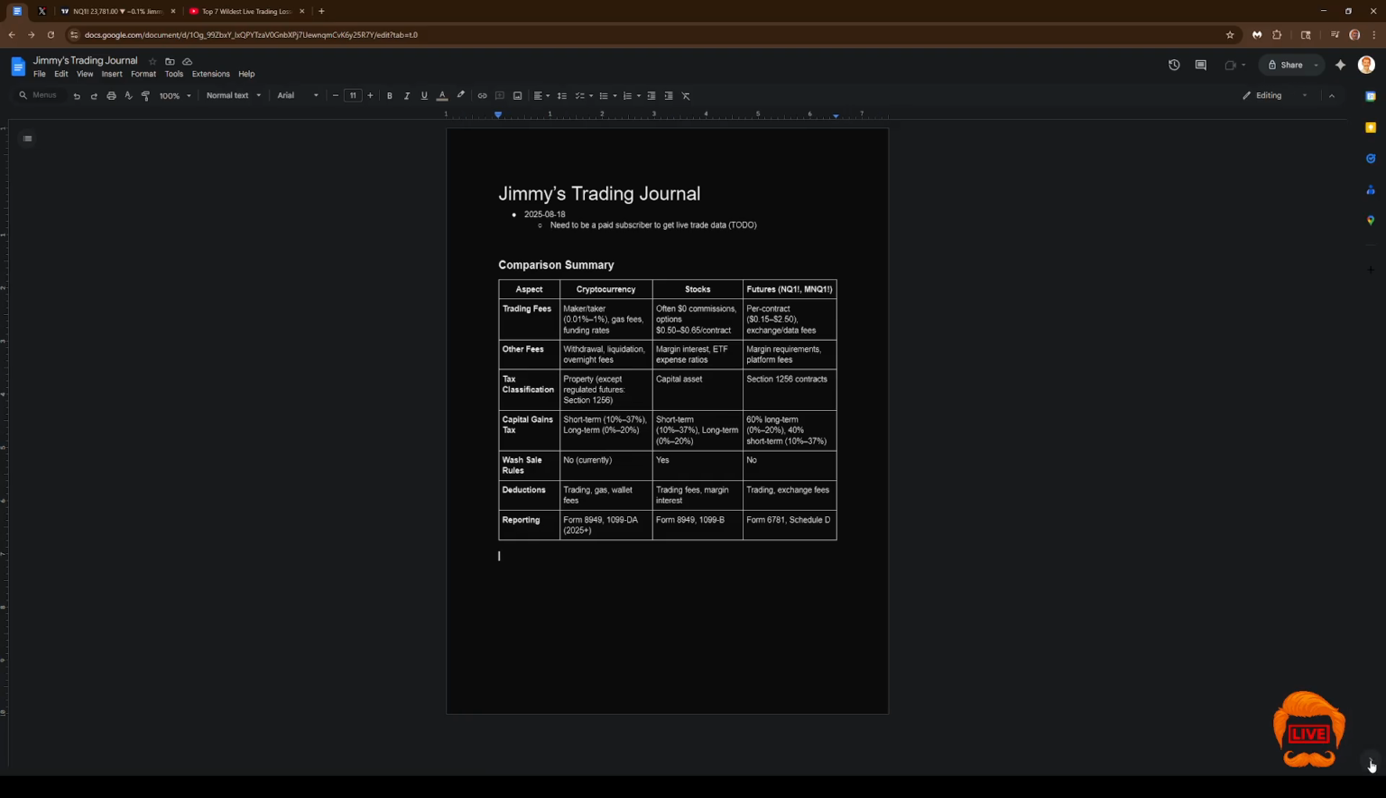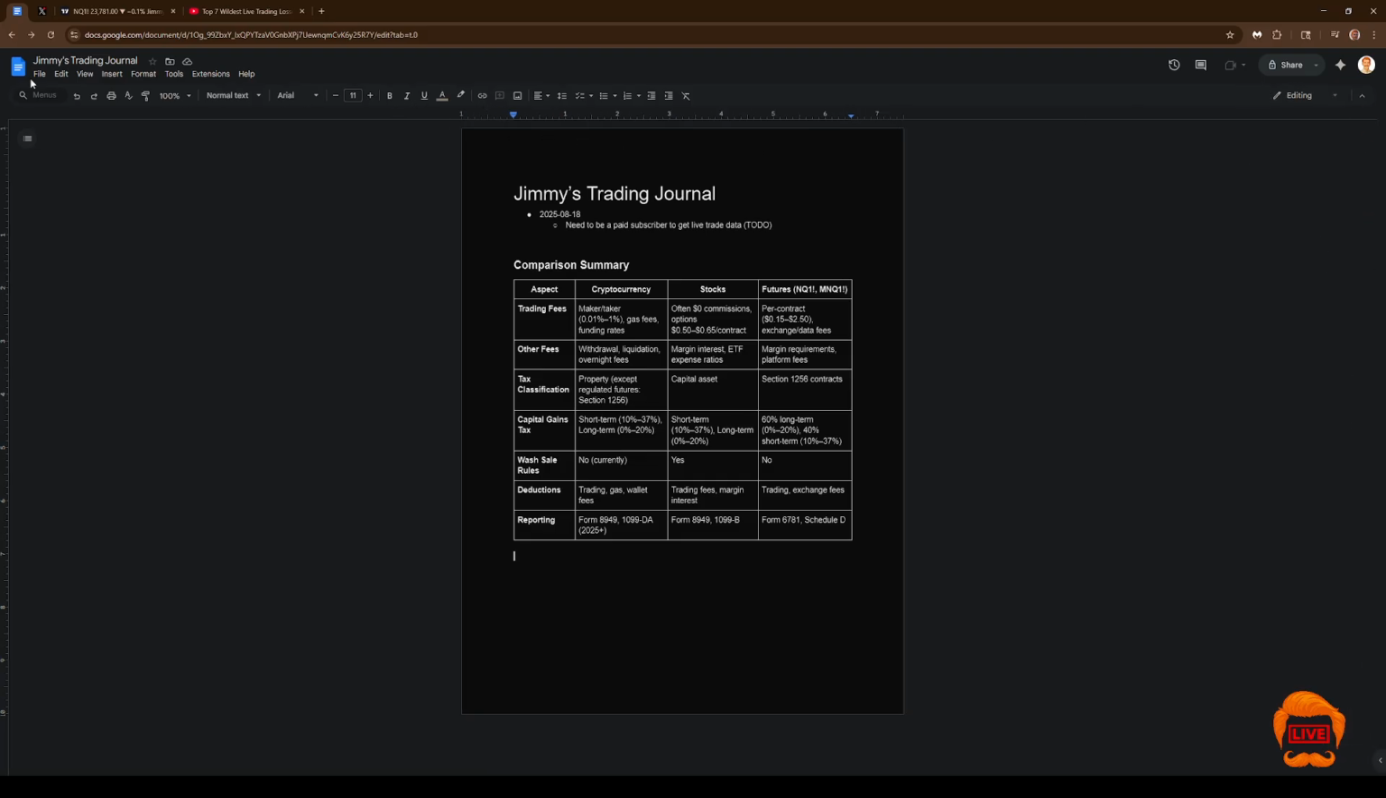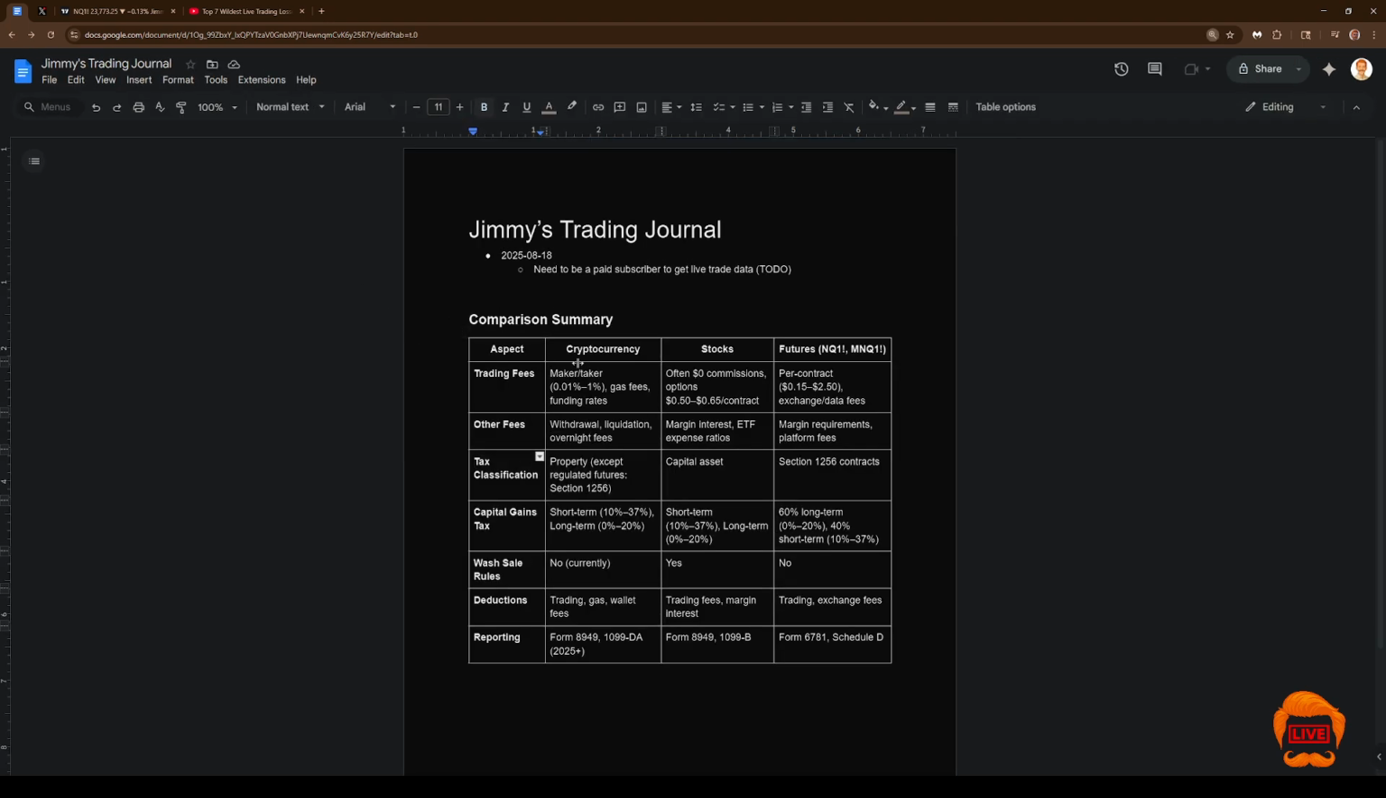Just looking how to make this zoom in a little bit. Maybe I just do this. There we go. Alright, maker taker fees. $0 commissions. 50 cents to 65 cents per contract. Wow, this has a pretty big spread. $2.50 per contract. Stocks looks like it's cheaper.